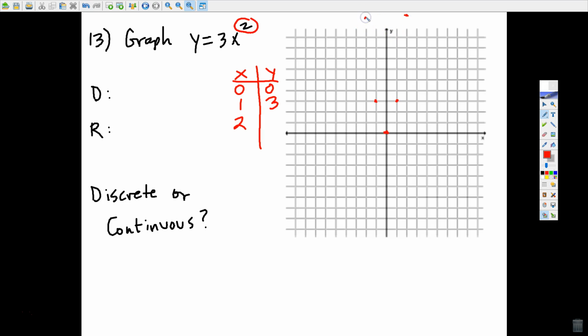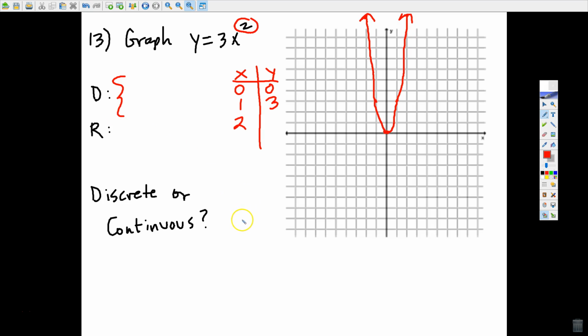And I can match it up on the other side of the axis of symmetry and do my best to make a U shape. It's going to be kind of skinny, but it's not a V because it's not absolute value. So there's the graph, and now let's do domain and range.